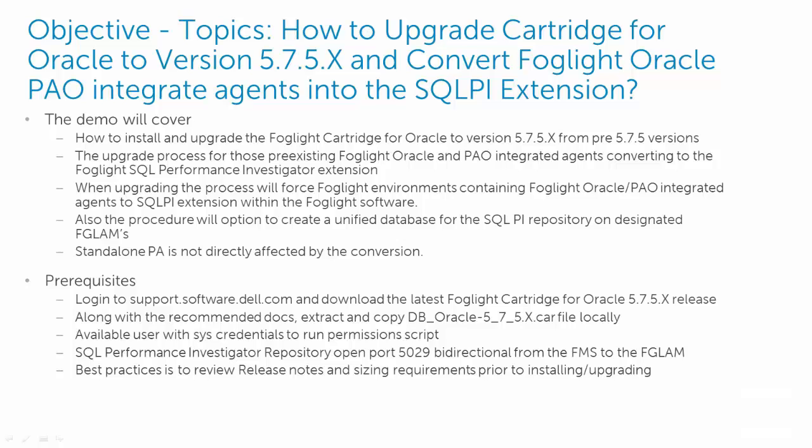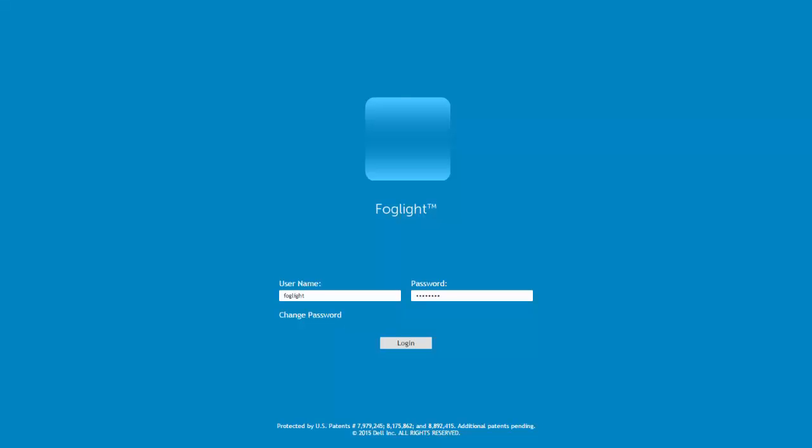It is critical to know when upgrading, the process will force Foglight environments containing Foglight Oracle, Performance Analysis Oracle integrated agents to the SQL PI extension within the Foglight software. Also, the procedure will option to create a unified database for the SQL PI repository on designated Foglight agent managers. Standalone PA is not directly affected by the conversion. Please review the prerequisites and minimum requirements prior to the upgrade.